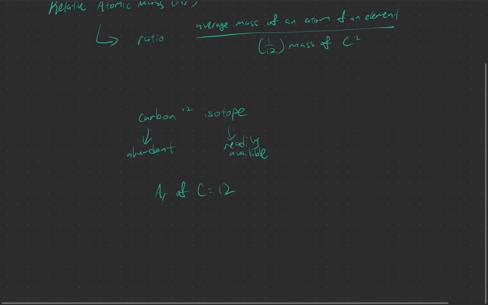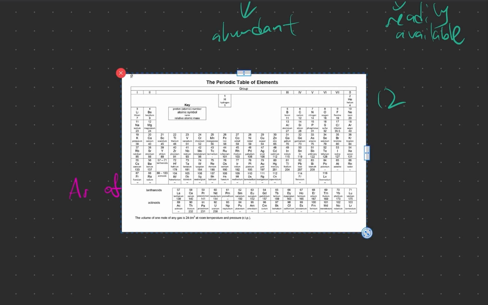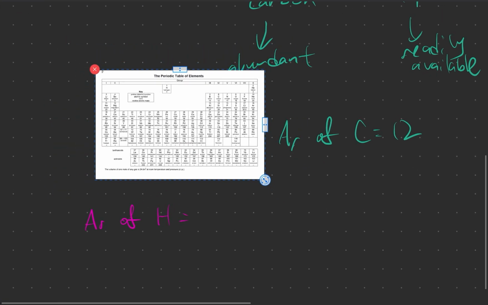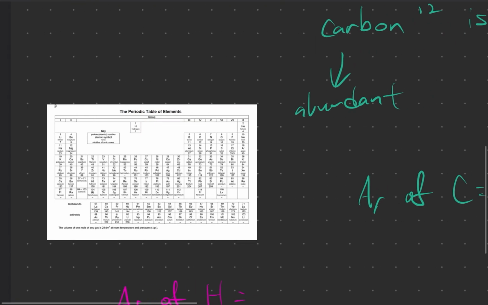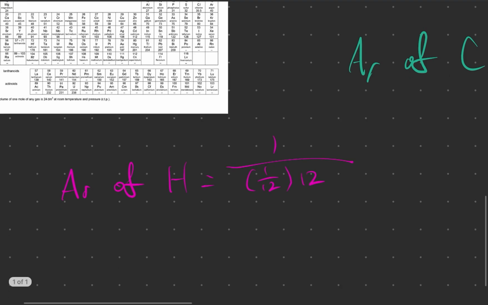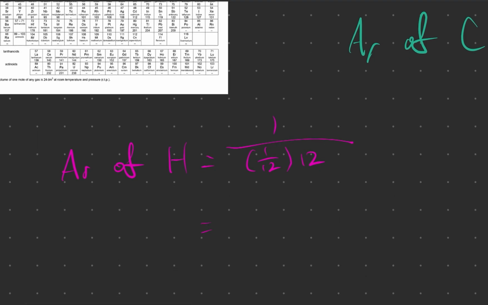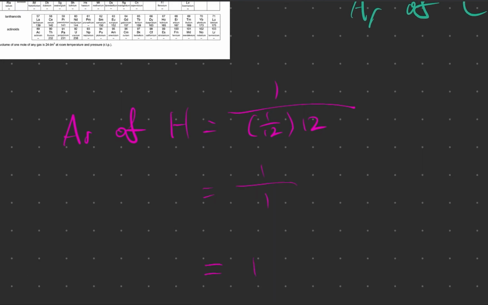So if we take this into use right now, let's say we want to find the AR of a hydrogen atom. We need to take a look at a periodic table. Alright, so we have a periodic table here. From here we can see that the mass number of hydrogen is 1. So that's the average mass. So it's 1 divided by 1/12 of the mass of carbon-12. That will just give us 1/1, which in turn will give us 1. So the AR of hydrogen is just 1.